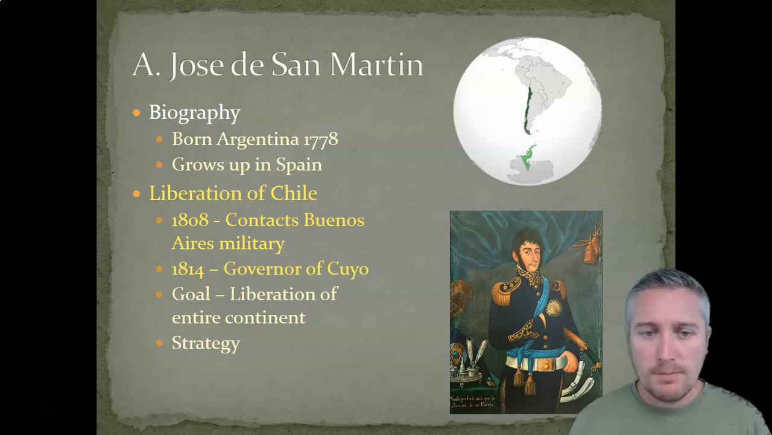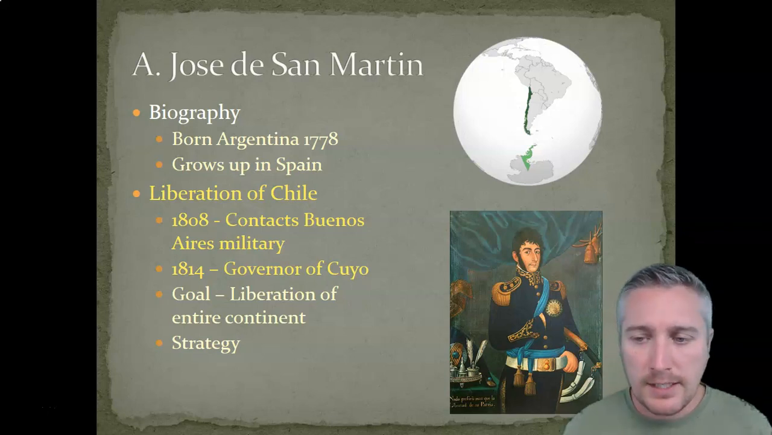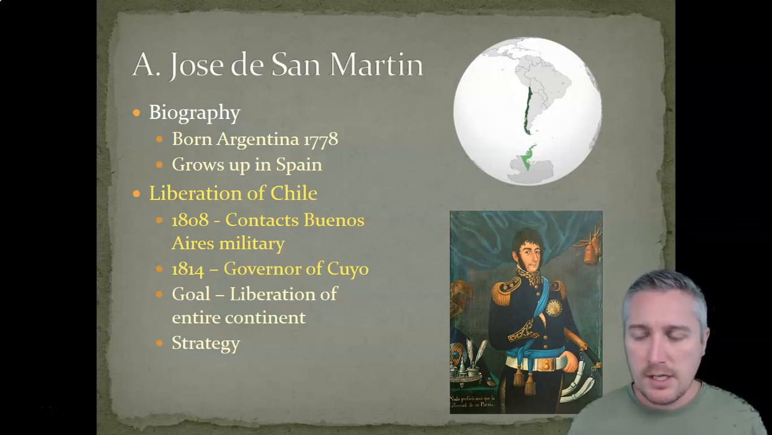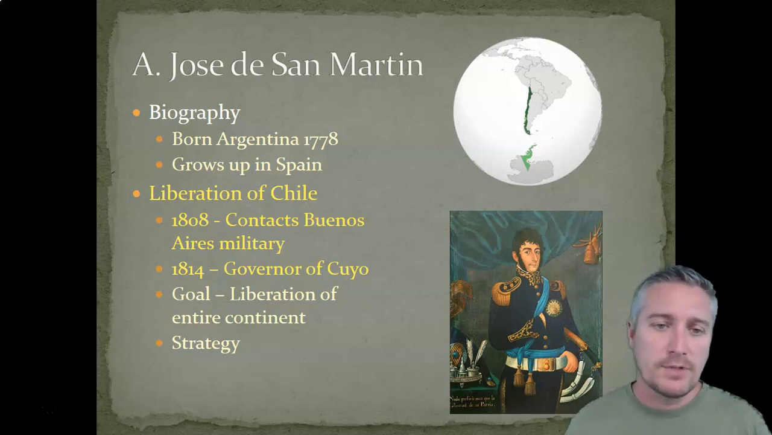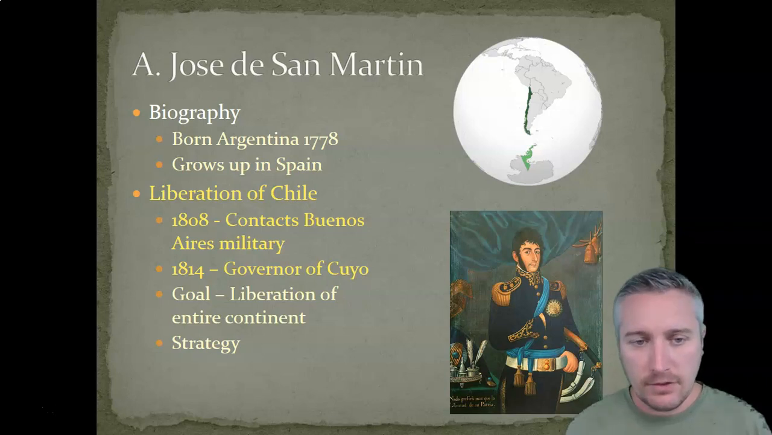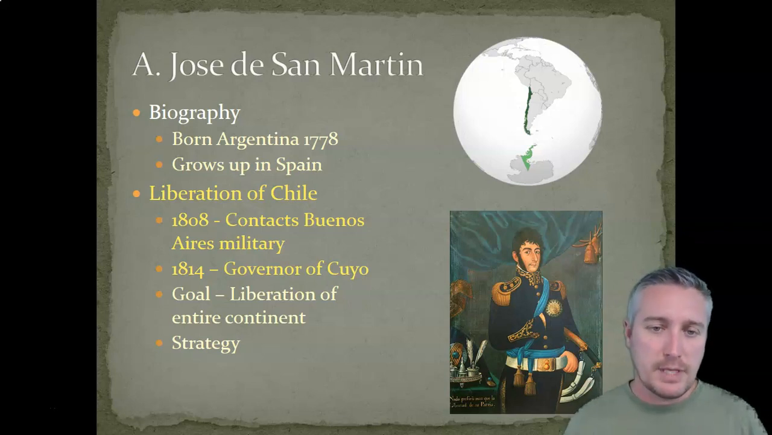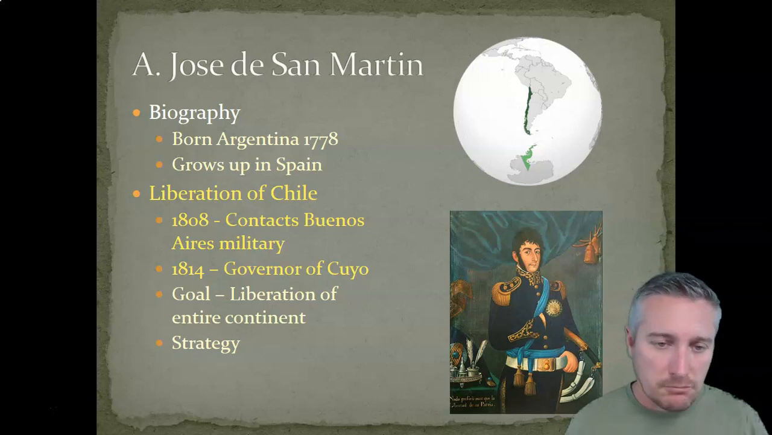San Martin will make contact in 1808 with the Buenos Aires military forces that are in Argentina, and he believes that the only way for Argentine independence involved liberation of the entire continent. So his ultimate goal is to liberate his own home country, but he does understand that you have to basically free the rest of the continent before Argentina can be liberated.